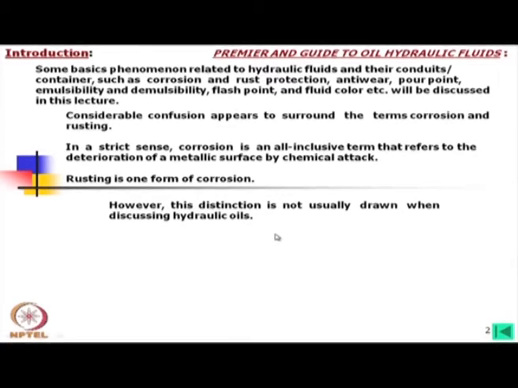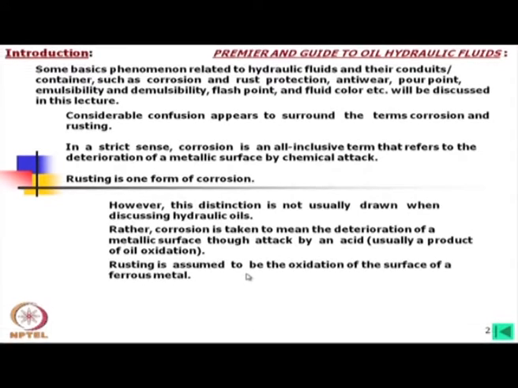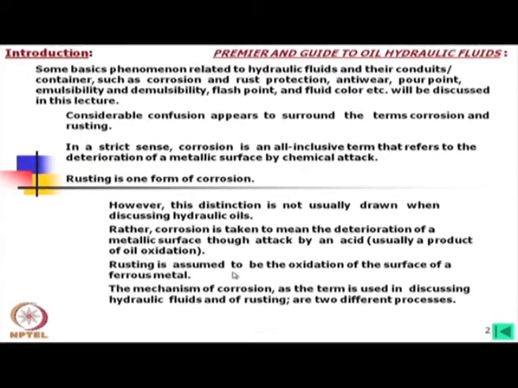So, to say, even other oils or water. Rather, corrosion is taken to mean the deterioration of a metallic surface through attack by an acid, usually a product of oil oxidation. Rusting is assumed to be the oxidation of the surface of a ferrous metal. The mechanism of corrosion, as the term is used in discussing hydraulic fluids, and of rusting are two different processes that we should remember while we discuss.